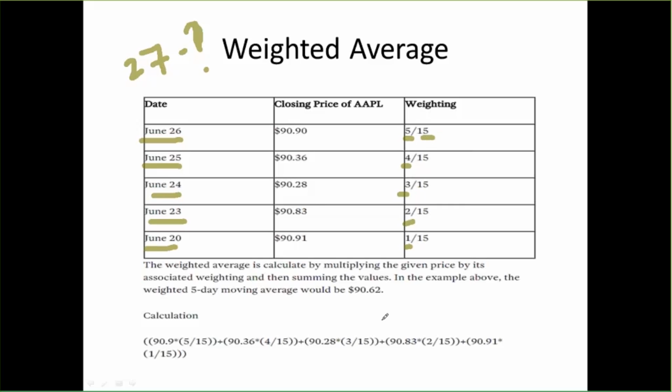So based on this, if you're calculating your number into 5 by 15 plus 90.36 into 4 by 15 plus, and so on, if you do this process, you would get a weighted average. Say you can get almost 92 or something. So 92 would be your 27th day sales. Okay. This is actually your weighted average.